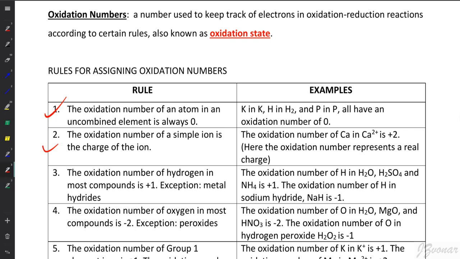The oxidation number of hydrogen in most compounds is always going to be +1. There is an exception, and that is when it is found as a metal hydride. So here's an example of a metal hydride, sodium hydride. In this instance, hydrogen does not have a charge of +1. It will be -1. In all other cases, whether it's found in water or in an acid or in ammonia, we always assign hydrogen as +1.